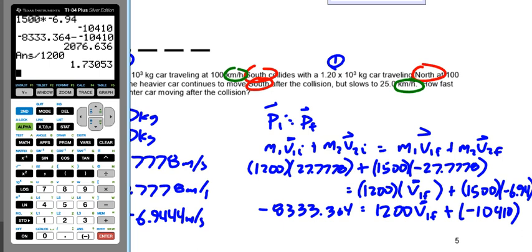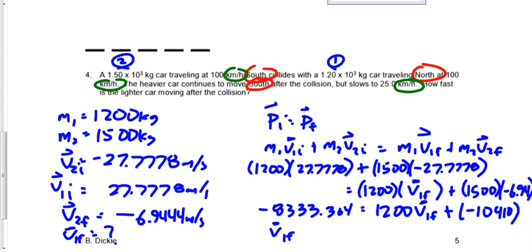I said 1.74. What did you guys get? It's supposed to be 6.94. Oh, yeah, 6.94444. There's a difference between using a rounded number versus a non-rounded number, right? So it should work out to be 1.74 meters per second.